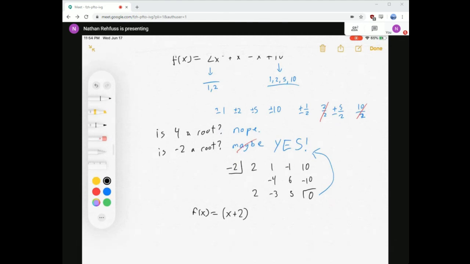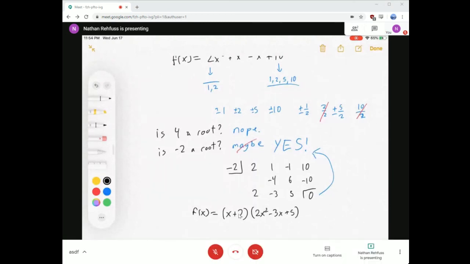Sorry, one moment. Multiplied by this quotient. Technical difficulties. Okay, I'm just going to live with it. 2x squared minus 3x plus 5, yeah? And a remainder of 0, so I don't have to write it. So I just factored a linear out of f of x.